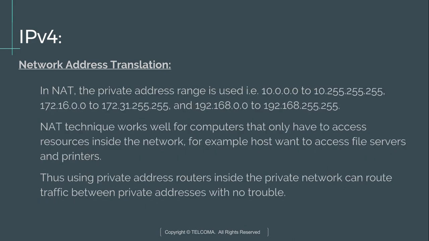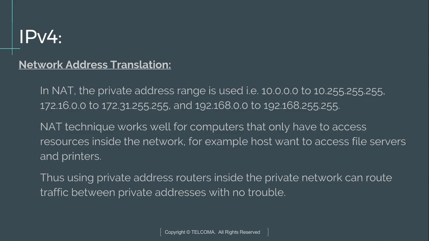In NAT, the private address ranges are used. For class A, the range is 10.0.0.0 to 10.255.255.255, for class B, the range is 172.16.0.0 to 172.31.255.255, and for class C, the range is 192.168.0.0 to 192.168.255.255, where the NAT technique works well for computers that only have to access resources inside the private network.